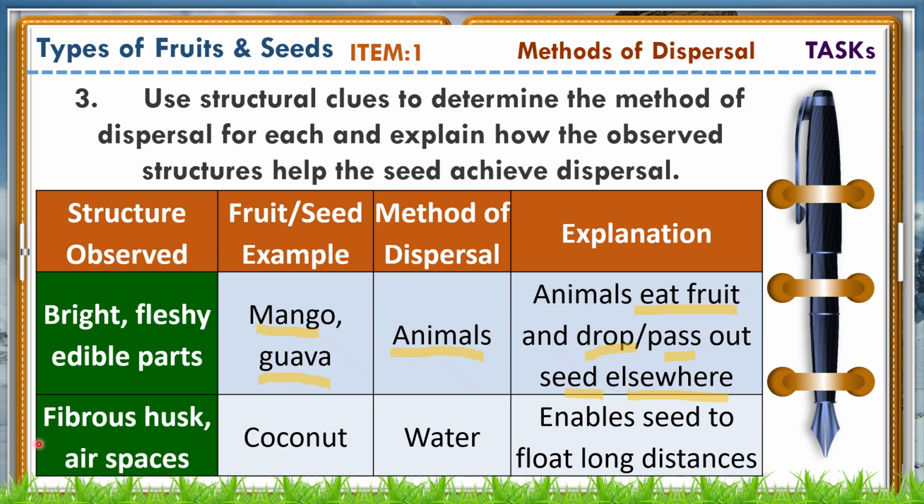Then we have other structures which are fibrous husks and air spaces. These are common in coconut, and the method of dispersal is by water. How do these fibrous husks and air spaces enable the dispersal of the seeds? These enable the seed to float for long distances on water.